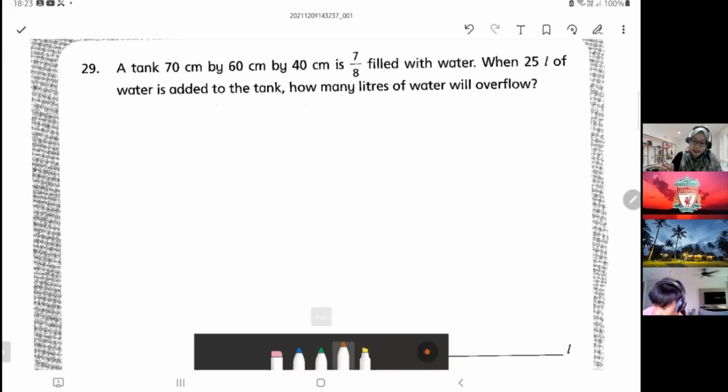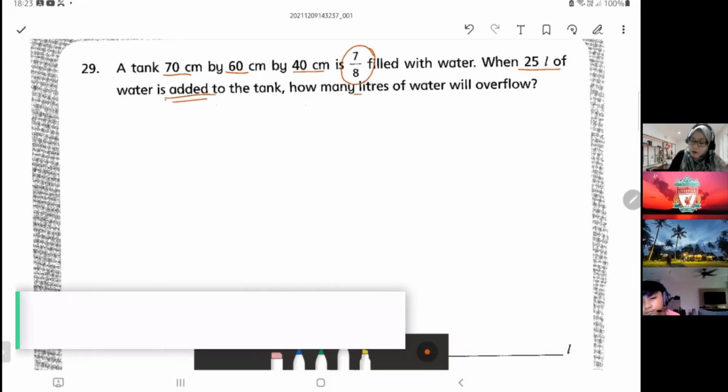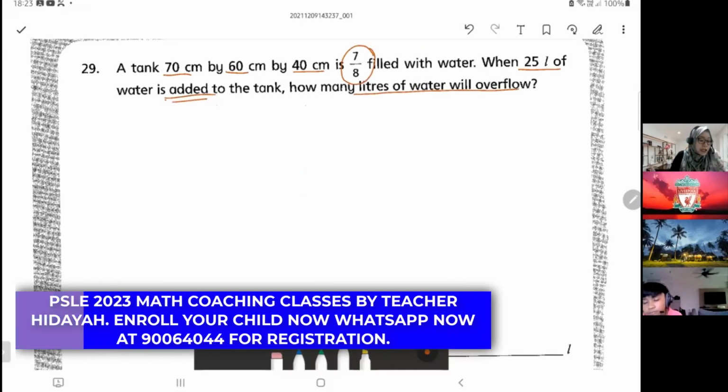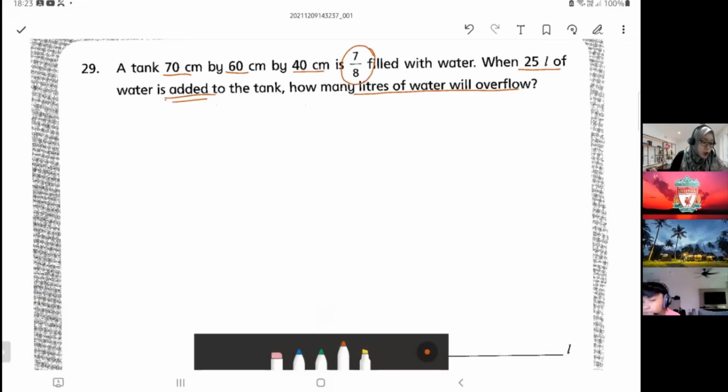Okay. A tank 70 cm by 60 cm by 40 cm is 7/8 filled with water. When 25 liters of water is added to the tank, how many liters of water will overflow? First things first, let's find out how much water we need to add to the tank. If I say 7/8 filled with water, what is the balance that's not filled? If you do not know, draw your model. But you don't have to draw a model actually. This is common sense. But some of you cannot see, it's okay.